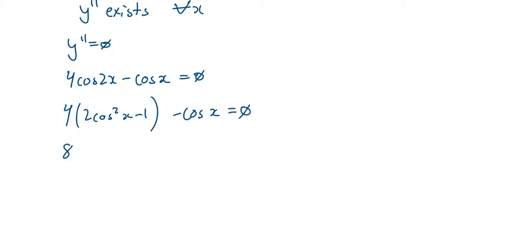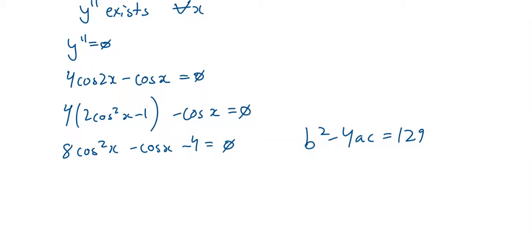Doing a little bit of work here. I've got 8 cos squared x minus cos x minus 1 equals 0. What is this? Yeah, thank you. What is this? A tricky trinomial. B squared minus 4ac, I believe, worked out to 129. Don't roll your eyes at me. Yeah, this one's a bit of a disaster.